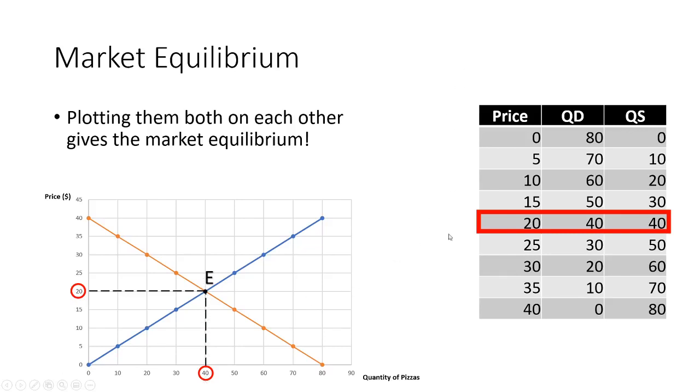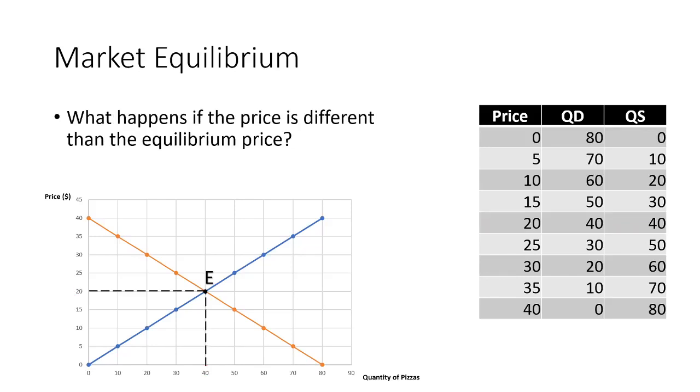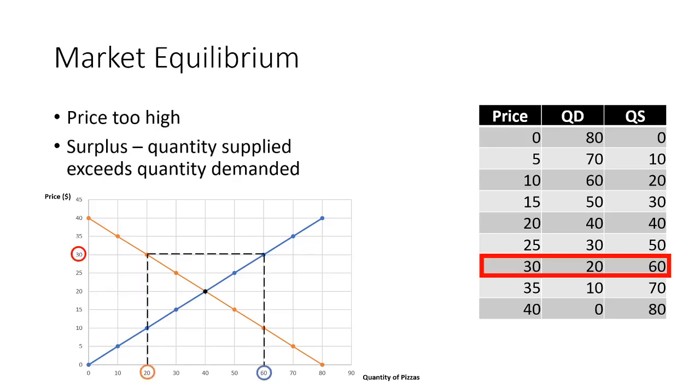And we can also see that over here in our schedule, right? Price is 20, quantity demanded is 40, quantity supplied is also 40. And that's our equilibrium. Okay, now what happens if the price is different than the equilibrium price? In all markets, the price will not always be equal to the equilibrium price. So what happens if the price is set wrong? What happens if firms don't set the price at the equilibrium?